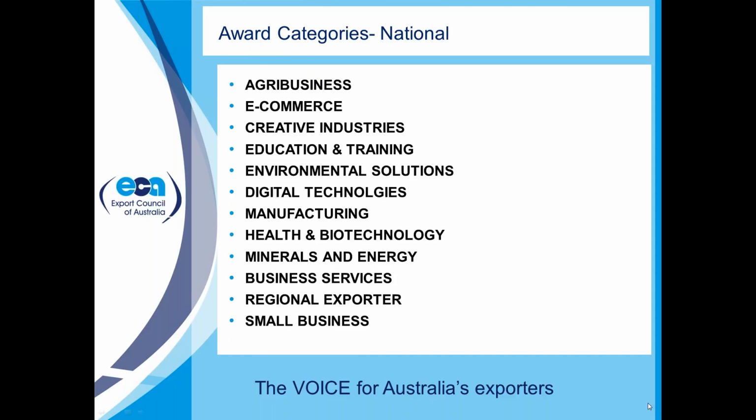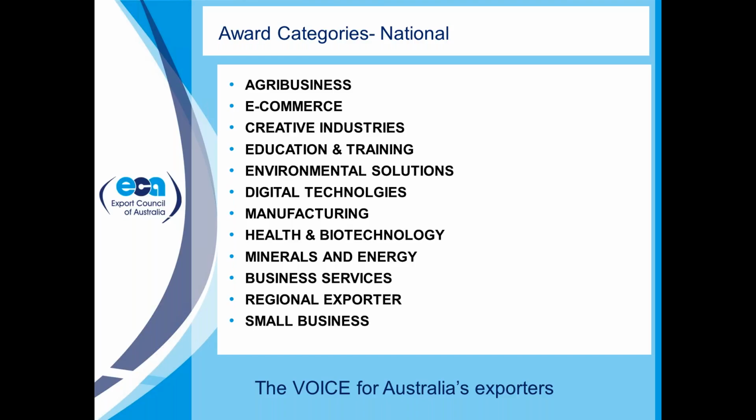These are the 12 industry-specific categories that I mentioned. For those of you that have been in the program for a while, you may note that online sales is now e-commerce, and information and communication technologies is now digital technologies. When you're selecting your categories, think about what category you want your company to be publicly associated with. It's really important that you read the criteria. Too many times people go in and tick all these categories and they're just not eligible for them.